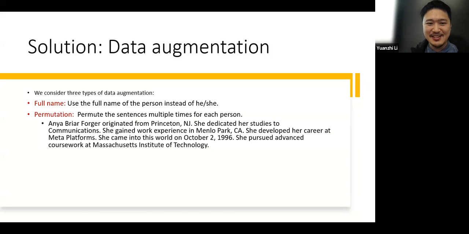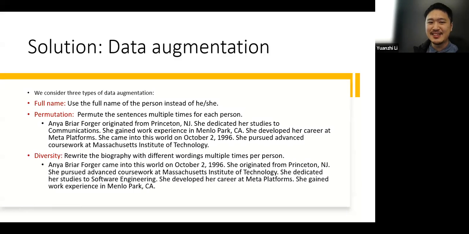Sorry, this example is a little bit bad, it changed the sentence, but permutation just means it doesn't change the sentence, it just permutes the order of the sentence. And then there's a diversity rewrite, where you change a sentence, but you don't really permute. You just rewrite each sentence using different wording, and you don't permute.